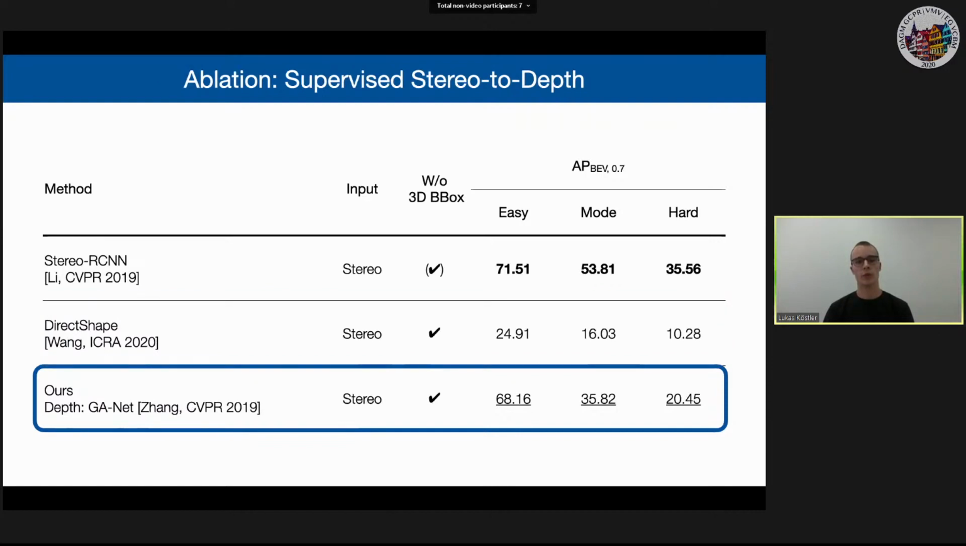Our method was developed for monocular 3D object detection, but by using depth maps from GANet, it can directly generalize to the stereo setting. Stereo RCNN delivers superior results to our stereo model, but it is specifically designed for stereo images and additionally uses some 3D bounding box information during training. Please consider our paper for additional details. Interestingly, our stereo model shows better performance than direct shape. We argue that this is because our model can leverage the training dataset through learning.